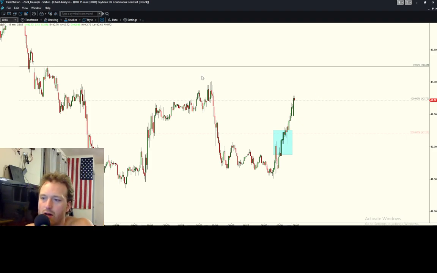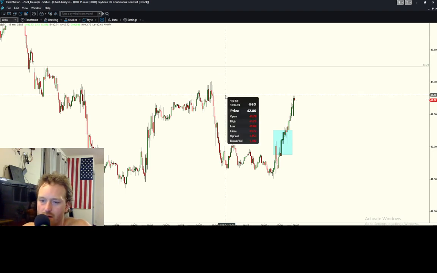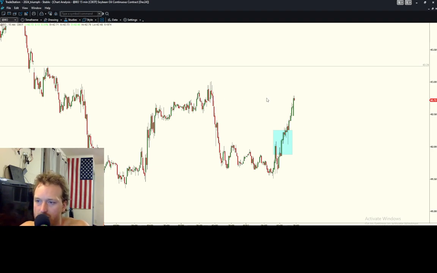So I never liked that zone. I don't like that so big, but I mean, the region I would be looking at is right here, but I don't think it's going to work. I think it's already worked.